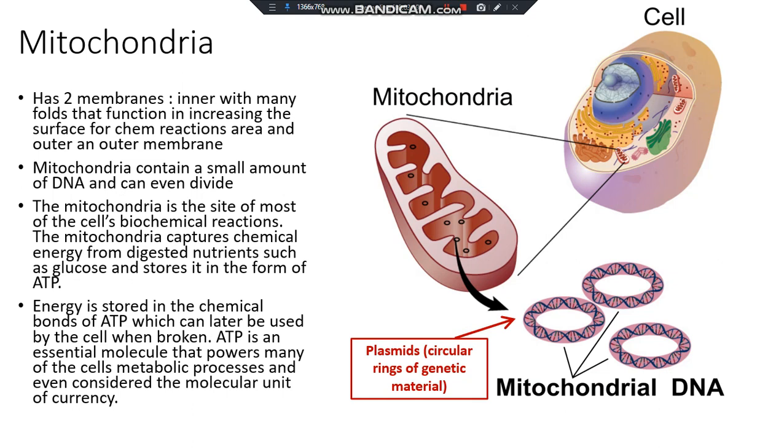The mitochondria is the site of most of the cell's biochemical reactions. It captures chemical energy from digested nutrients such as glucose and stores it in the form of ATP. Energy is stored in the chemical bonds of ATP, which can later be used by the cell when they're broken. ATP is an essential molecule that powers many of the cell's metabolic processes and even is considered the molecular unit of currency.